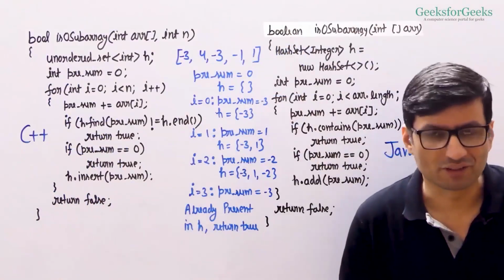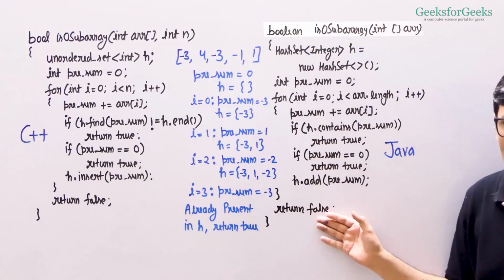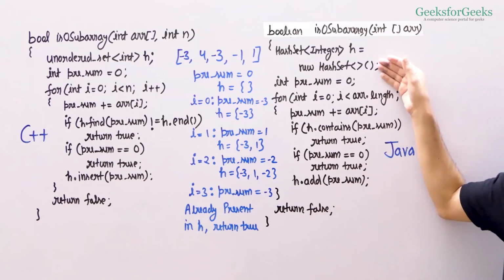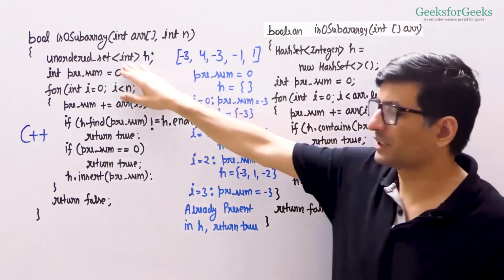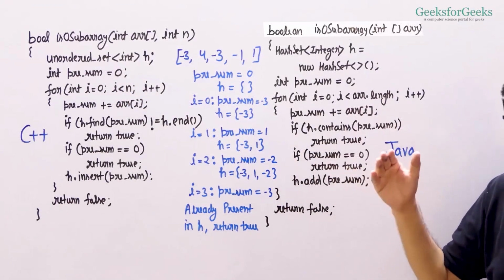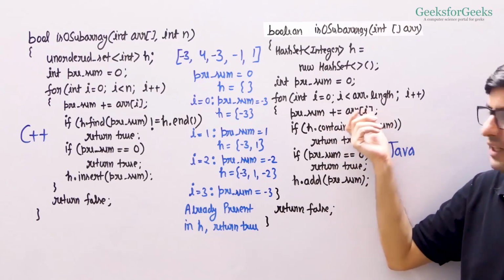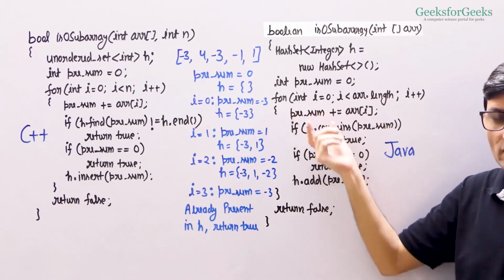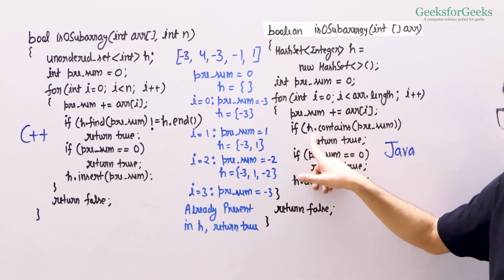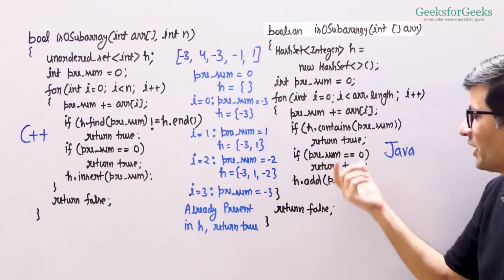Here is the implementation of the idea. On this side we have the C++ implementation and here we have the Java implementation. So what are we doing in these implementations? We are first creating a hash set in Java or an unordered set in C++. Then we initialize our prefix sum as 0. Then we run a loop through all the elements. For every element arr[i], we add it to the prefix sum. And then we check if this prefix sum is already present in our hash set or unordered set. This is how we check in C++. And if it is present, we return true.